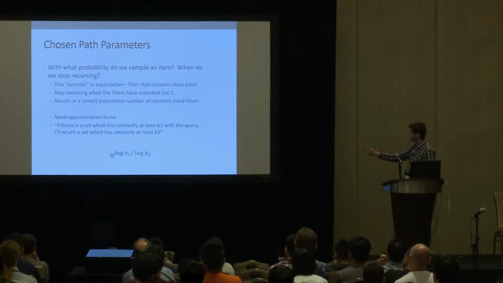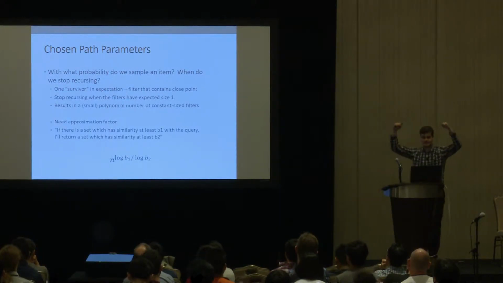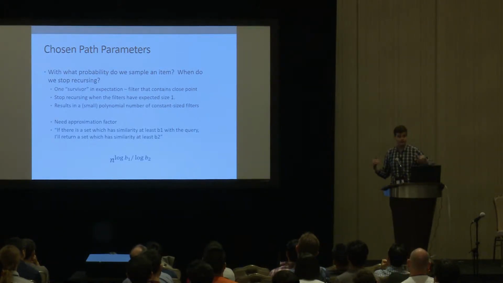The answer to the first one is we're going to set this probability so that we have one survivor in expectation. Right? So at the very top of the level, I know that if I look in this empty filter, I'm going to find my close set. I want that to be true every time I recurse down this tree. So I'm going to set my probabilities very carefully so that each time I go down a level, I still, on average, find this close point.